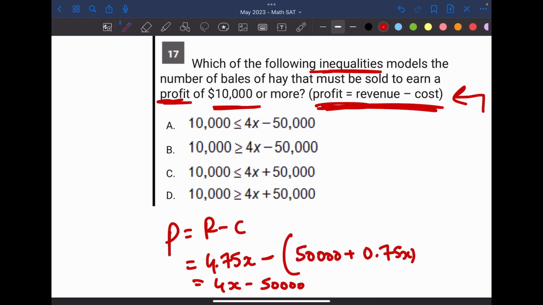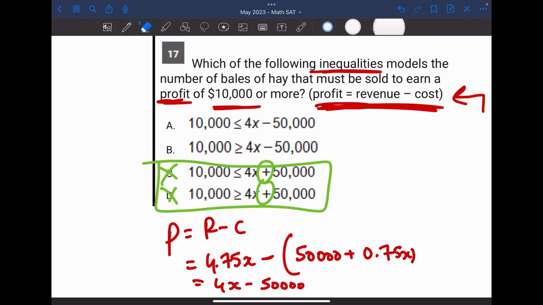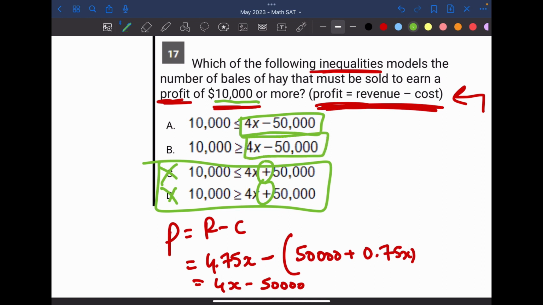First off, you can already tell that these two are going to be wrong since they have plus 50,000. We got minus, so C and D are already wrong. We can cross them off. Now I have to figure out if it's going to be less than or greater than. We need the profit to be 10,000 or more. If it's less than 10,000, for example 8,000 profit, that's wrong because you want profit that's more than 10,000. So we want a number that's greater than or equal to 10,000. So the answer has to be A. That's it for question number 17.